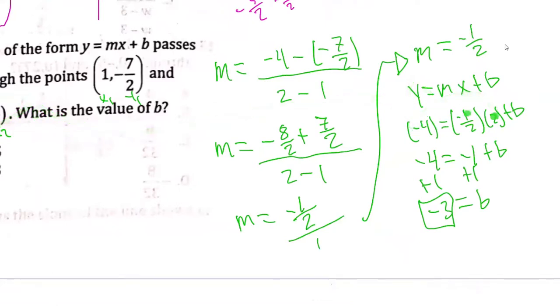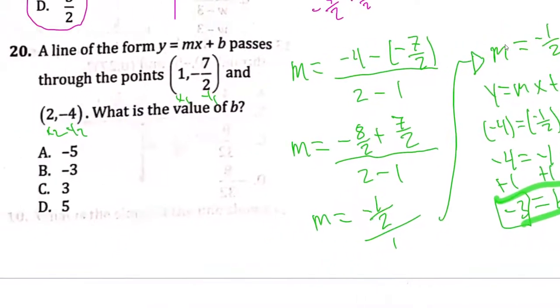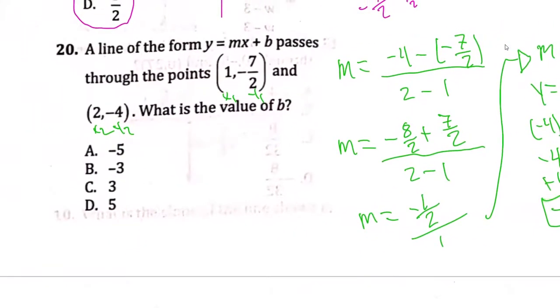So 2 times negative 1 is just negative 2. 2 divided by 2 is negative 1. Negative 4, so plus 1 on both sides. Negative 4 plus 1 is negative 3. B equals, right? Negative 3. So here, final answer is B, negative 3.